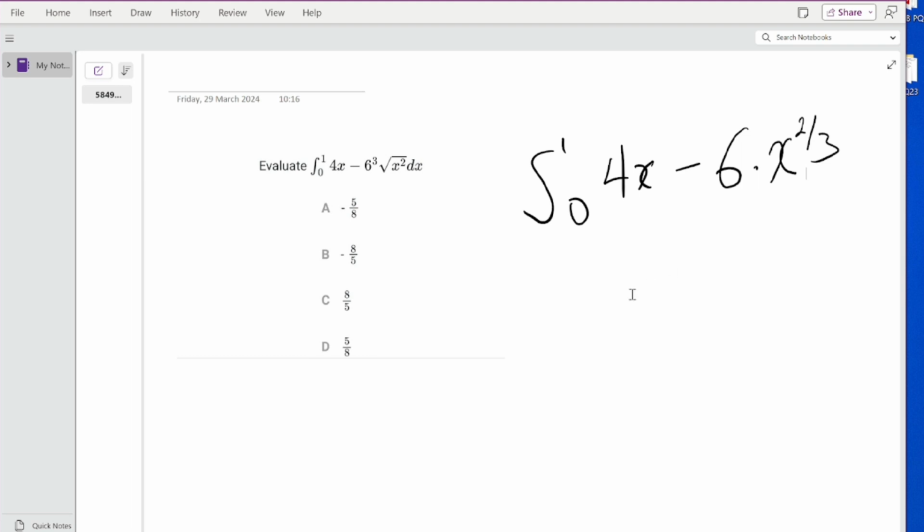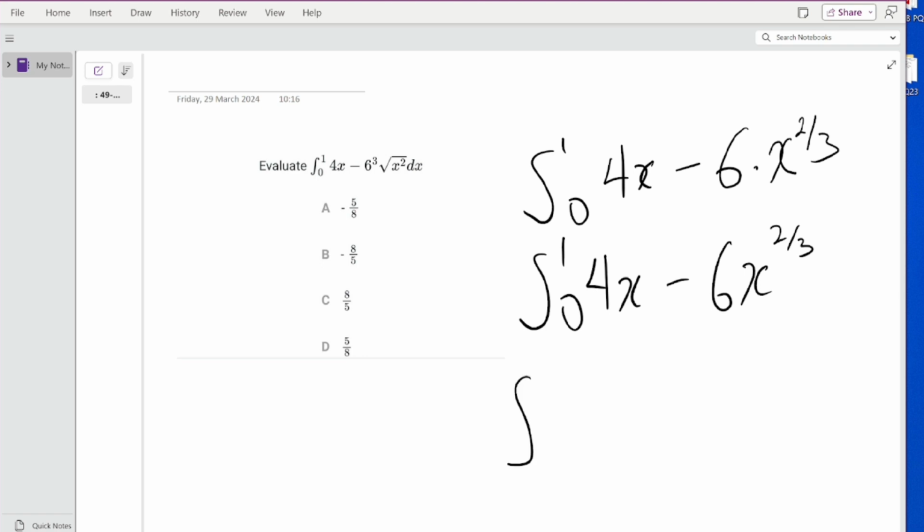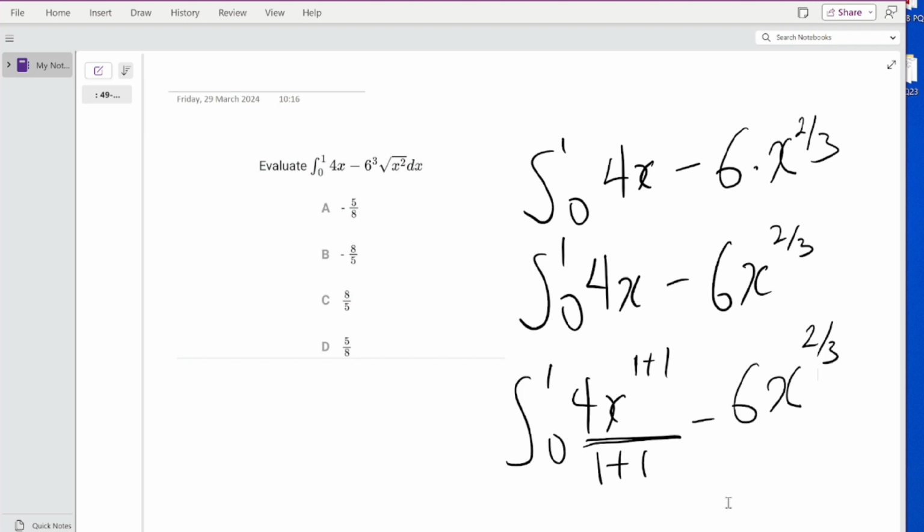Then let's say we integrate. Let's do a second line. You have 4x minus 6x to the power of 2 over 3. To integrate, as usual, this is raised to power 1, although it's not indicated. You add 1 to it. Then you divide it by the value of the new power when you've added 1. The same applies to this side. You have 6x to the power of 2 over 3. You add 1 to it, then over 2 over 3 plus 1.